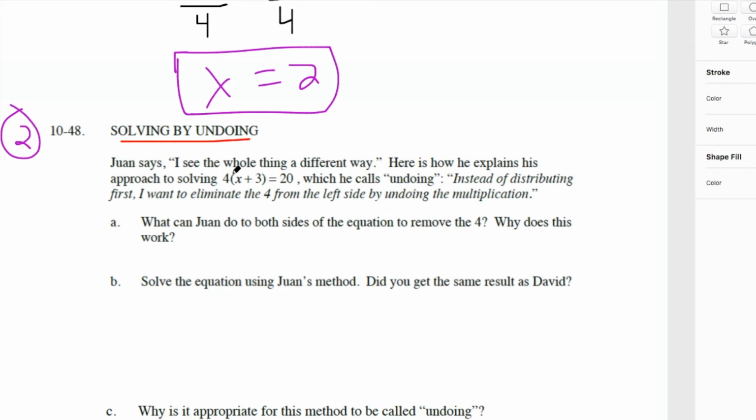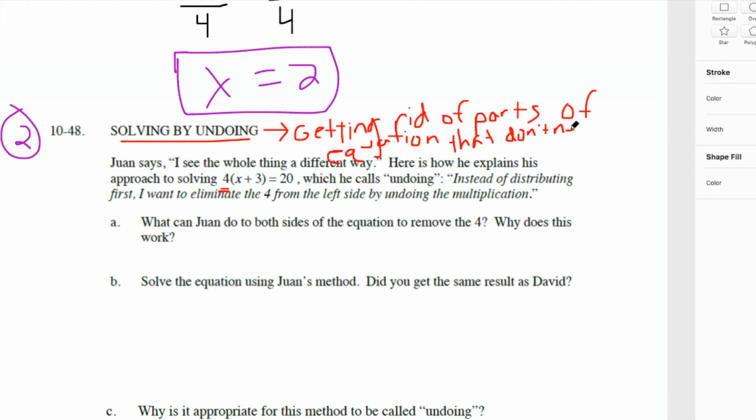Let's get rid of the 4. So I want to eliminate the 4 from the left side by undoing multiplication. So solving by undoing is getting rid of things that don't really need to be there. And that's the 4 in this situation. That doesn't really need to be there. So let's think about that now. We've got 4 times the quantity x plus 3 equals 20.